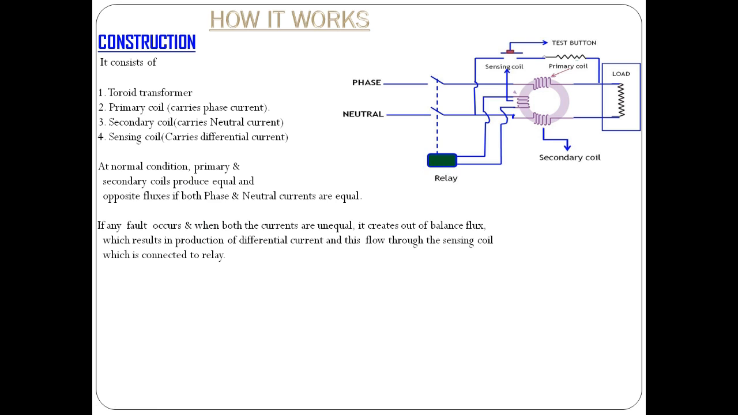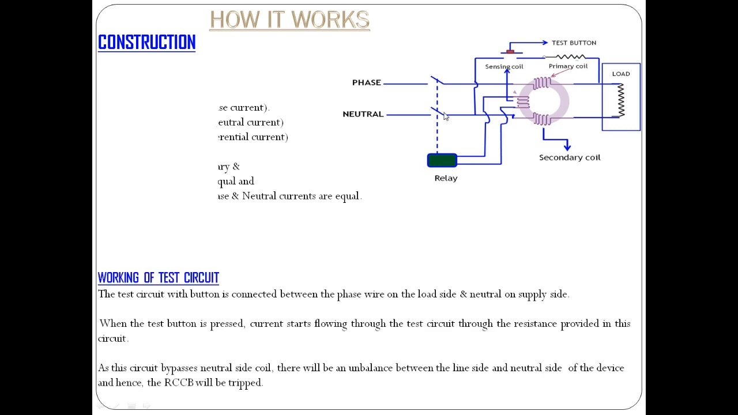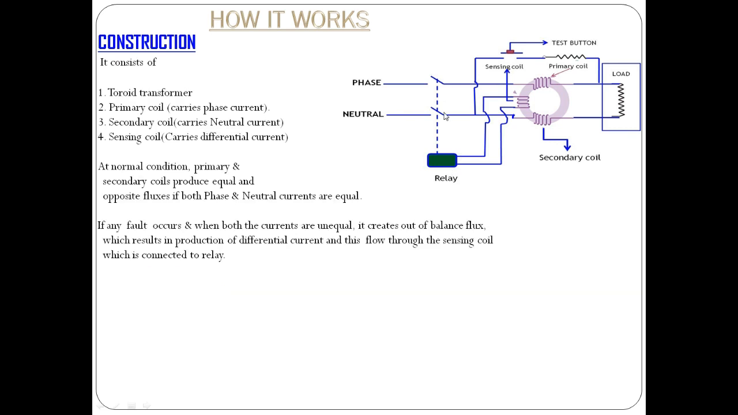So the sensing coil will not work at that time, as the difference between the fluxes of the primary coil and secondary coil is zero. Suppose there is a leakage, what will happen? The amount of flux produced by the primary coil and the secondary coil differs, and this difference is sensed by the sensing coil, and it is given to the relay. And what happens when this relay gets power? It trips the circuit, and this is the sensing coil connected to the relay.